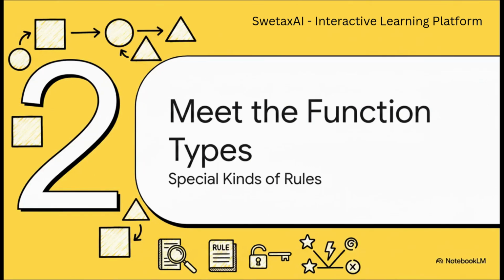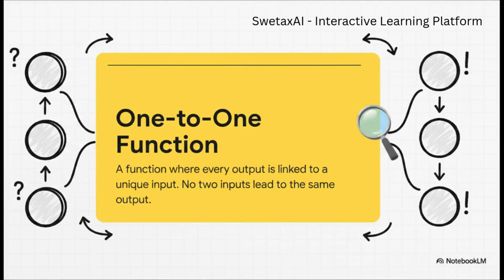Okay, so we've totally nailed the basic rule. Now let's level up a little bit. See, not all functions are created equal. Some of them follow extra rules that give them some really special, super useful properties. First up, we've got the one-to-one function. And the name really gives you the biggest clue here. It means that not only does every input have just one output, but every output comes from just one unique input. No two inputs are ever going to lead you to the same result.